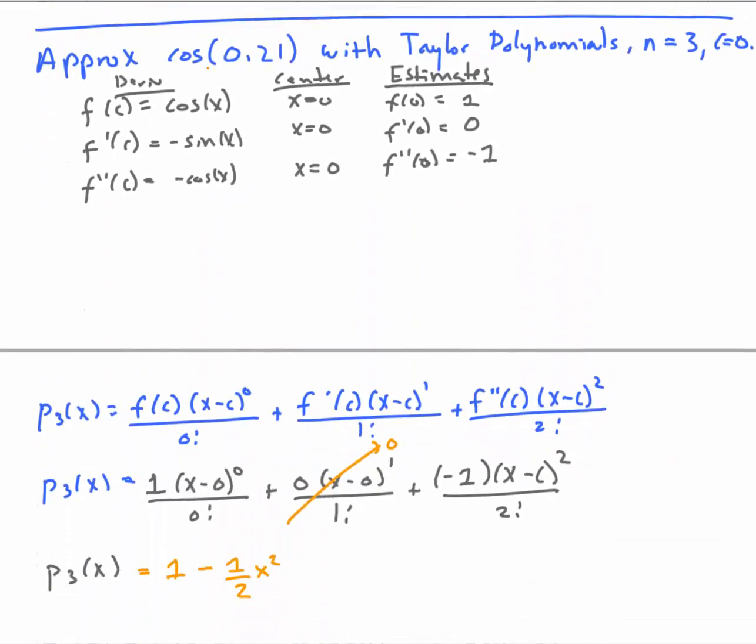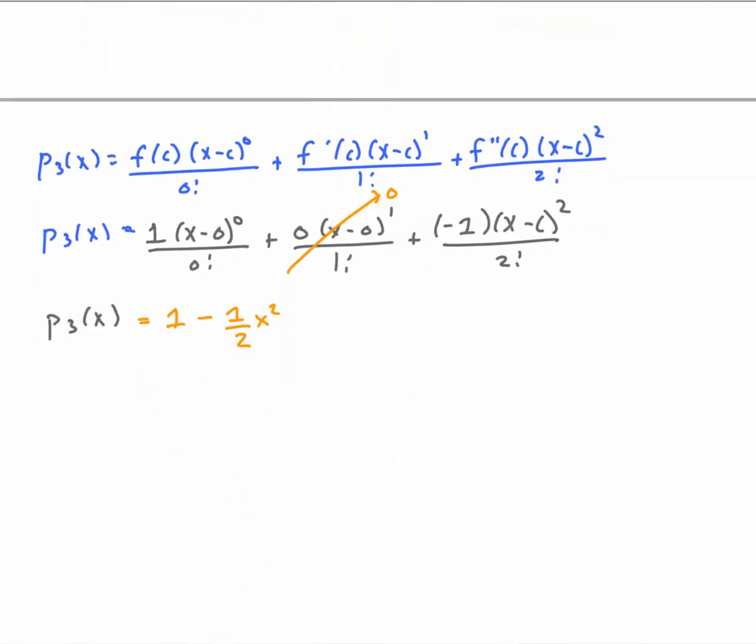Now I need to take into account the 0.21 to figure out what's going on here. So what I'll do is I'll take P3 of 0.21.